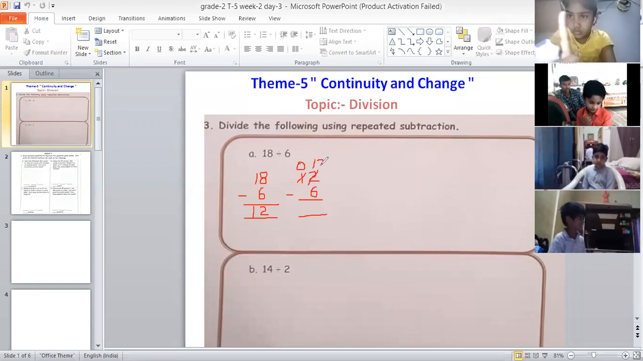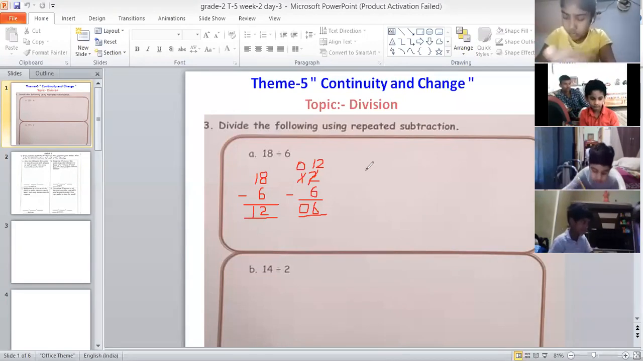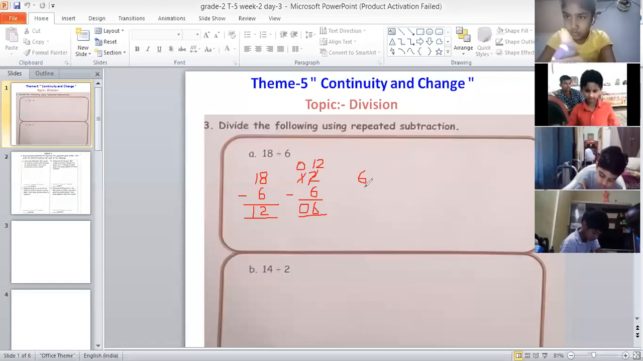Now tell me, Adya, 12 minus 6 is? 6 now. Very good. So children, 12 minus 6 is 6 and we will write 0 in tens place. Answer is 6, ma'am. Very good, Adya. Answer is 6. Now, again, we did not get 0 as the answer. So what we'll do, now we will write this 6. And from this 6, we will be subtracting 6.